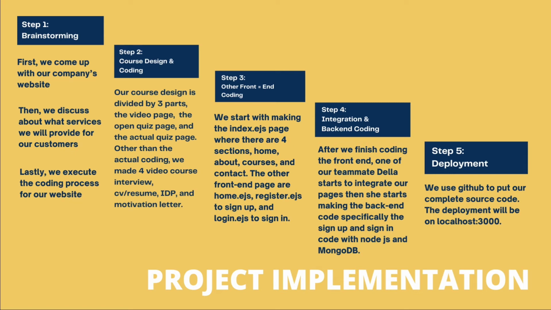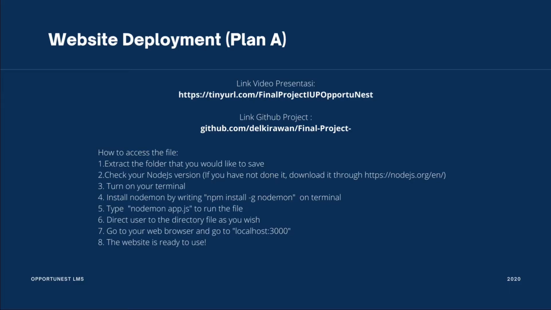Step 3 will be front-end coding. Start with making the index.ejs page where there are 4 sections: home, about, courses, and contact. Step 4 will be integration and back-end coding. After all the front-end code is done, Adela, our teammate, will start to integrate our pages and start making its back-end. The last for step 5 will be deployment.